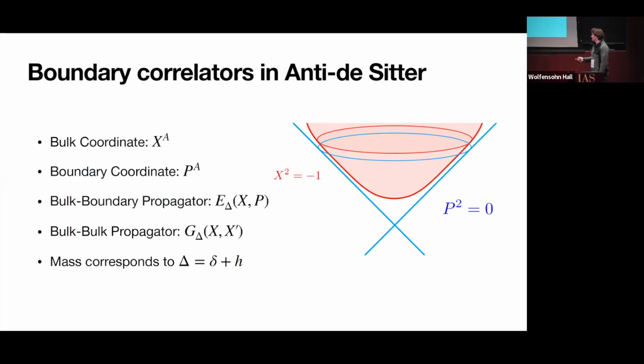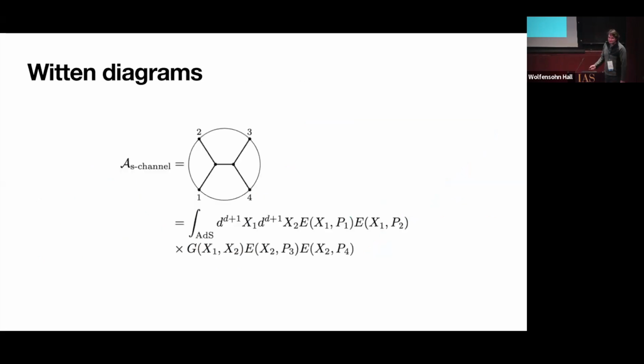Bulk-to-bulk propagators are going to be denoted as G. And mass is going to be delta, capital Delta or small delta, which corresponds to the conformal dimension of the state on the boundary. Note that capital Delta and small delta are basically interchangeable. They just differ by h, which is equal to d divided by 2. D corresponds to the space-time dimension of the boundary theory. So whenever you see d or h, that corresponds to boundary space-time dimension. If you're thinking about the bulk picture, which I think most of us here do, then you should think d plus 1.